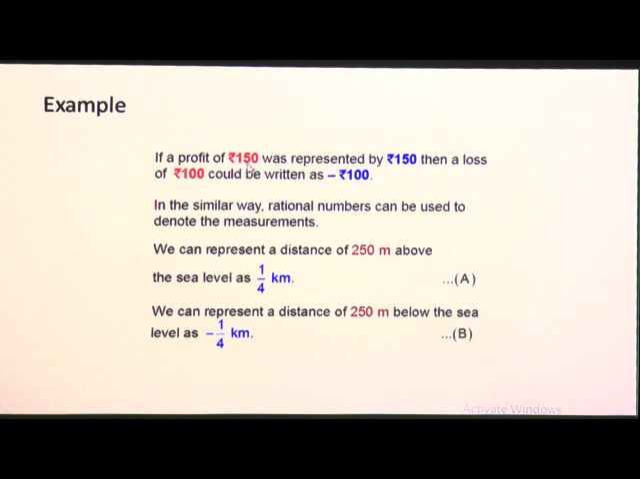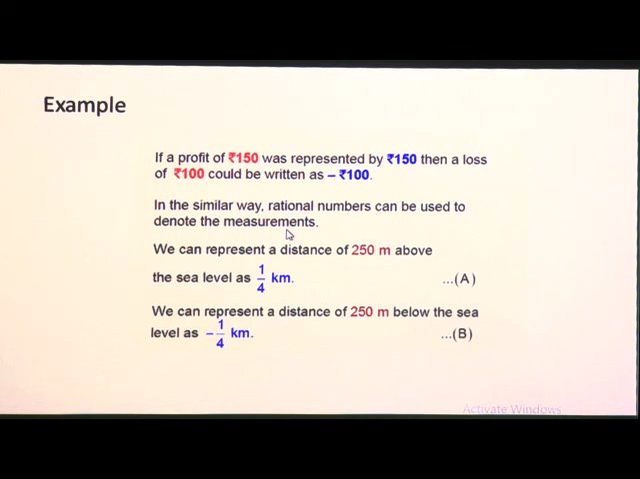If a profit of rupees 150 is represented by 150, then a loss of rupees 100 could be written as minus 100. Yes or no? When it is a profit, we write it as a plus. When it is a loss, we write it as minus 100. So, here the loss is minus 100 rupees and the profit is 150 rupees. In a similar way, rational numbers can be used to denote measurements.